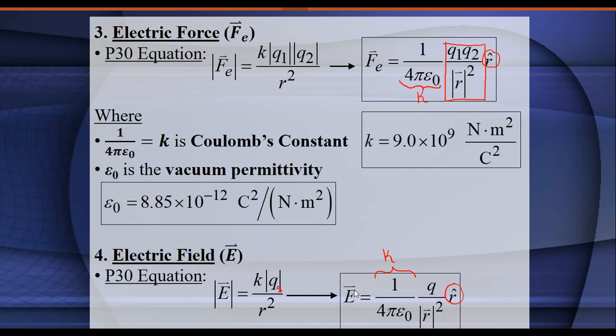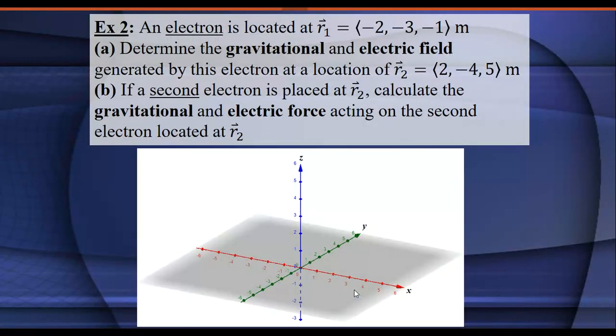Okay, but let's see how this actually works by solving an example. Unfortunately I have a three-dimensional grid, which of course is more irritating to deal with in comparison to just a two-dimensional plane. It says an electron is located at the position R1, which as an ordered triple has coordinates of -2, -3, and -1. I'm going to try to draw the position of this on here.